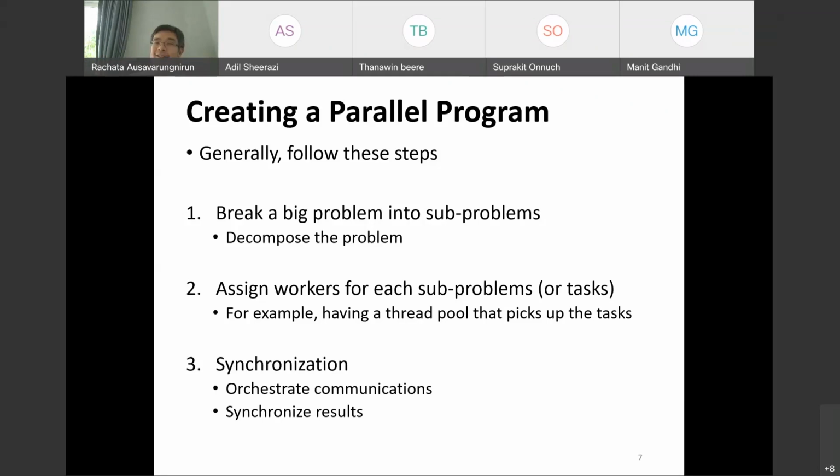So these are really high level steps, right? Any questions so far? Because we're gonna go through some of these: how to decompose the problems in general, how we assign the workers, and what the tools are that you can install on your computer to help do this.